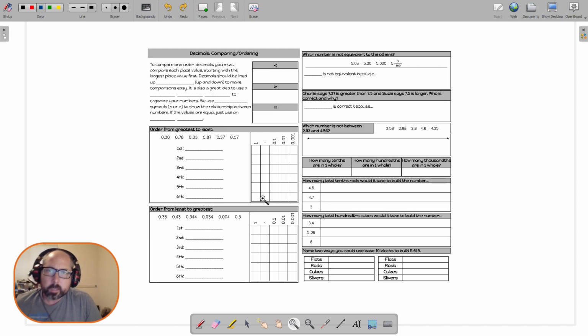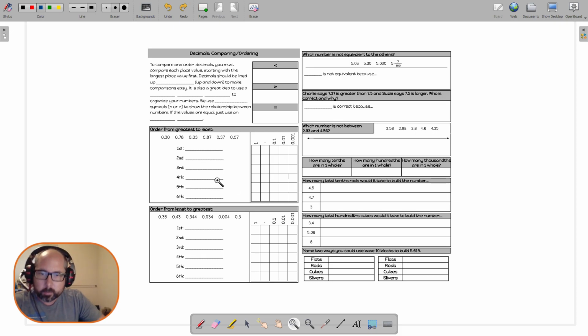So comparing just means to look at two things and determine if they have anything that is different. Sometimes they do, sometimes one might be larger, one might be smaller, it might be exactly the same size, it just kind of depends. That's what comparing is. And once we've compared two things, or multiple things, we can then put them in order. So let's take a look at this.